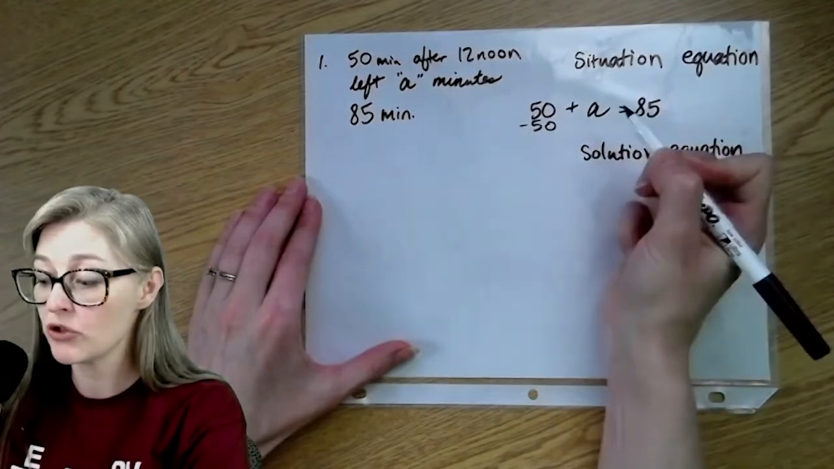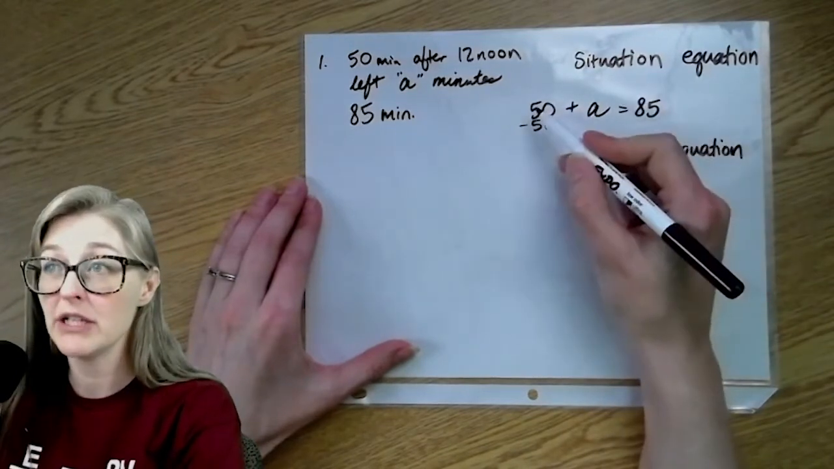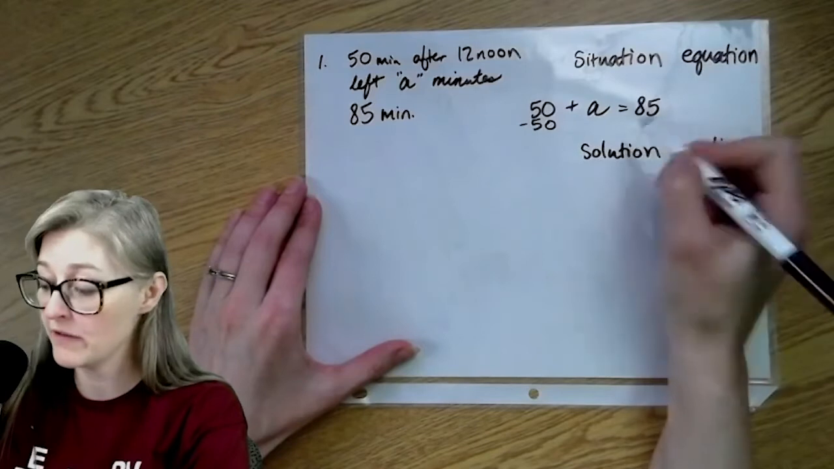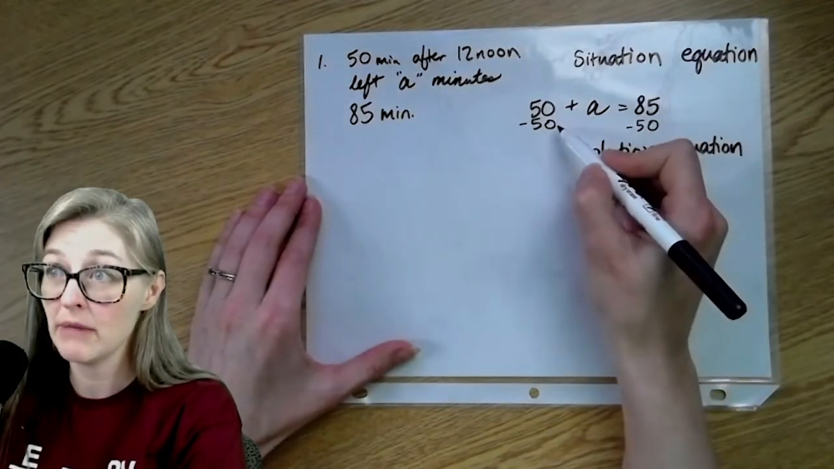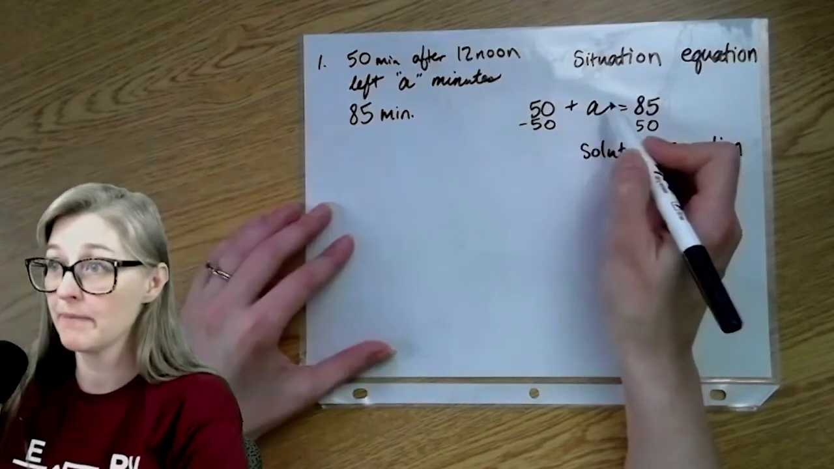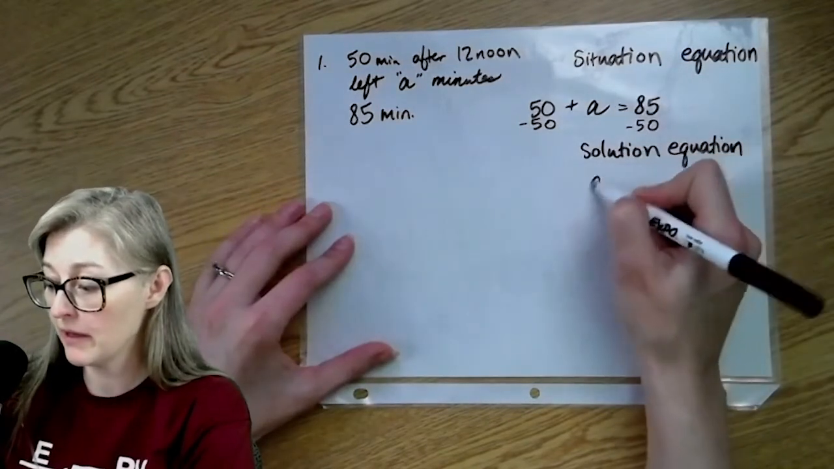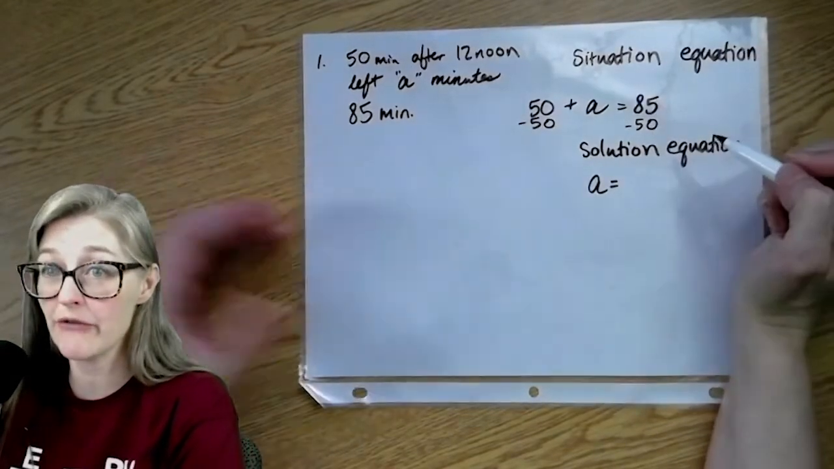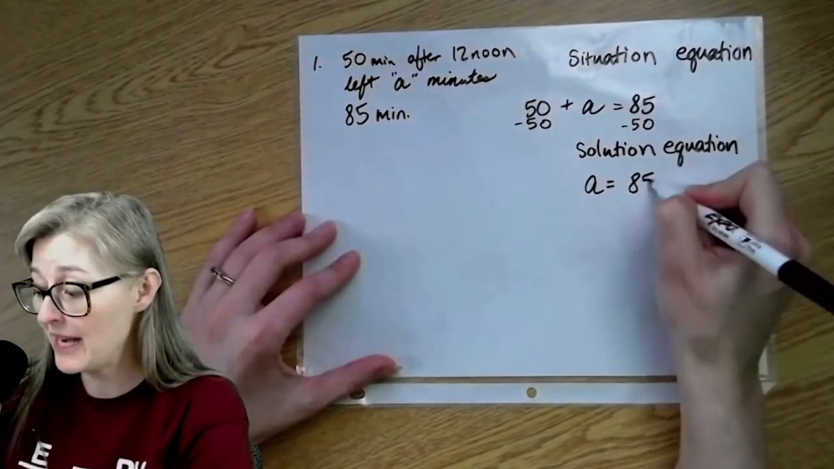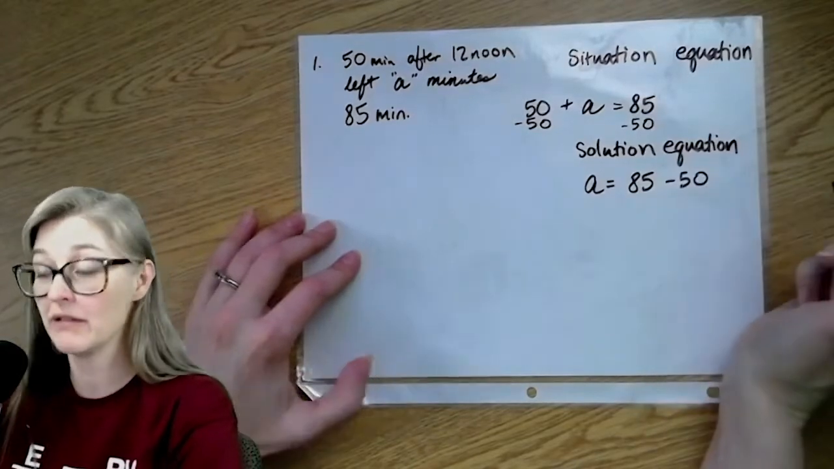I'm going to subtract 50, and whatever I do to this side of the equation, I have to do to this side of the equation. Now 50 minus 50 is just 0. I'm left with A equals, and here is my solution. In order to find the answer, I need to take 85 and subtract 50.